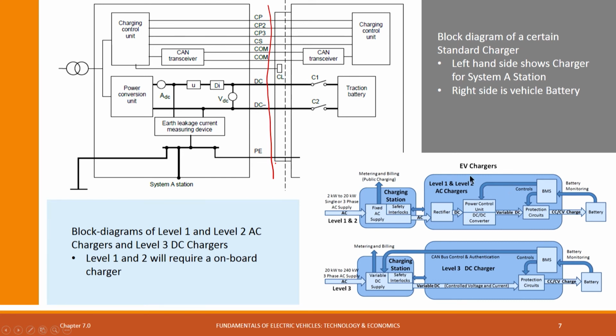On the other hand, if you do DC, here AC to DC conversion is done in the charging station, and the DC charger simply puts the protection circuit and BMS and charges the battery. So, if I take a public AC charger, this is the public interface.